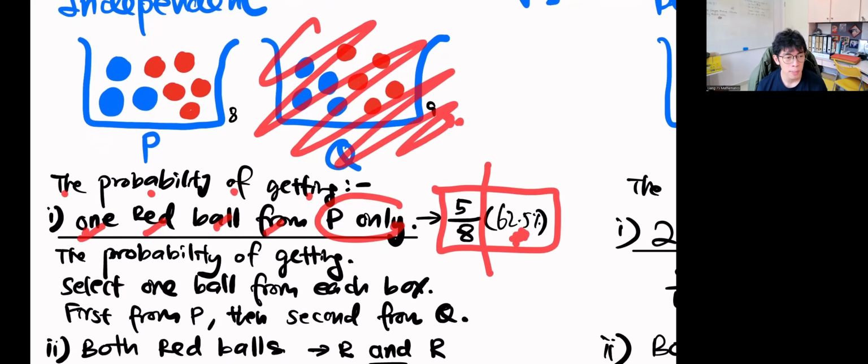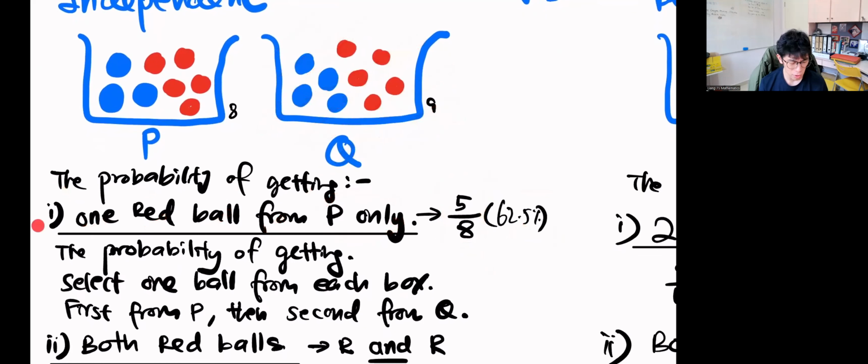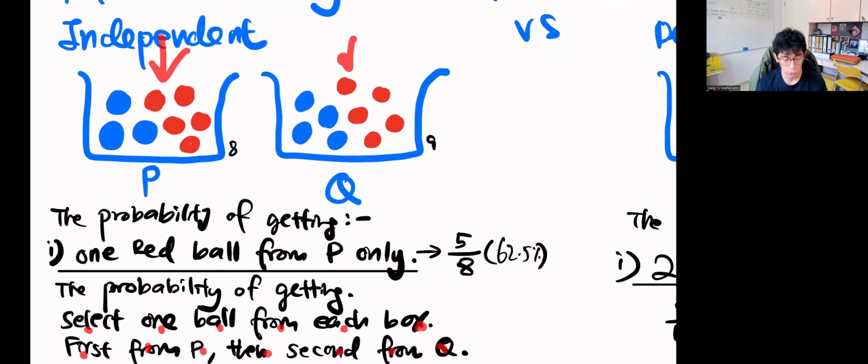Okay, then the question goes on. The question goes like this. It's nothing much, it's not Form 2. The probability of getting, now I'm going to tell you what I'm going to do. Select one ball from each box. First from P, then second from Q. You know the total will be 8. You know the total will be 9.